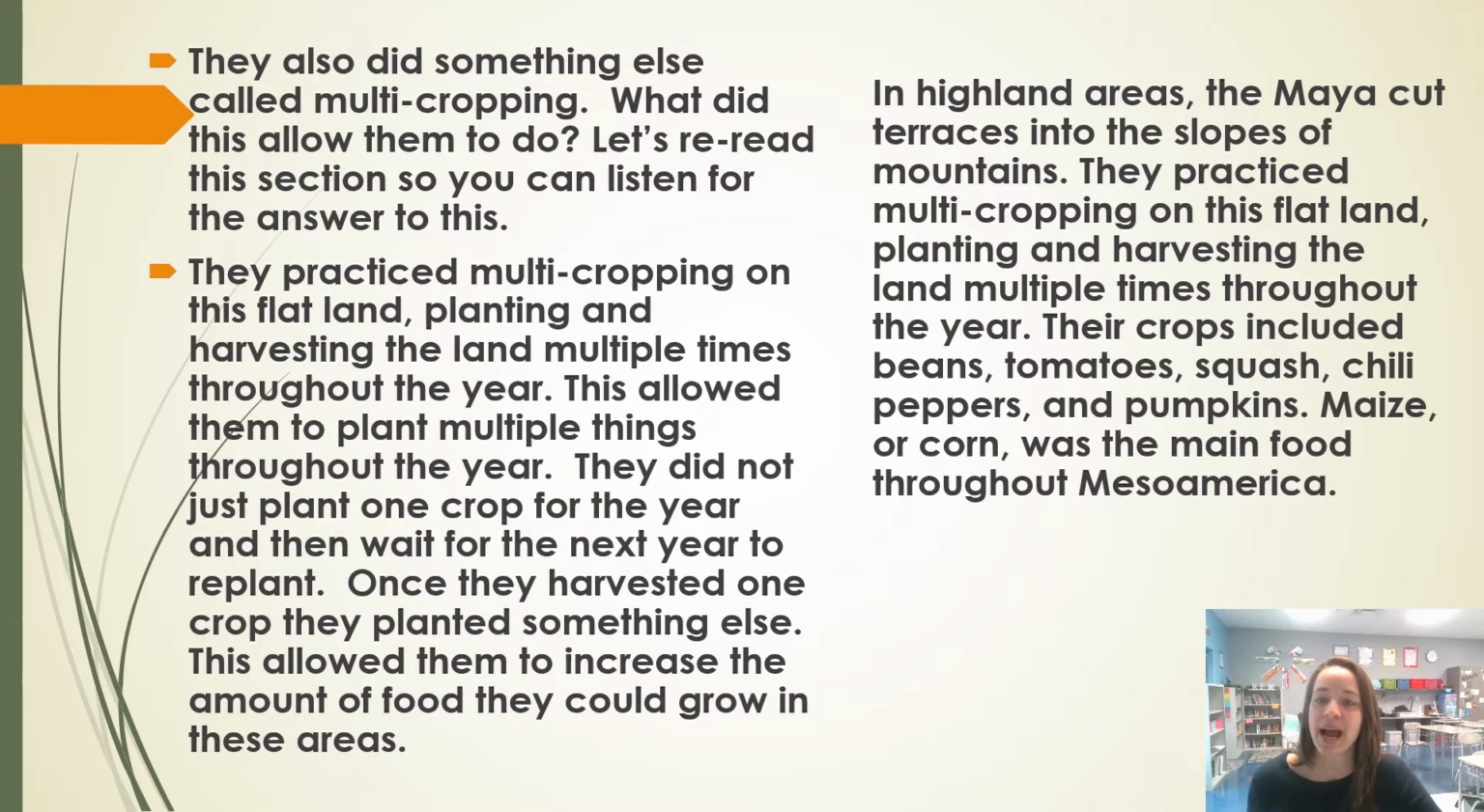In highland areas, Maya cut terraces into the slopes of mountains. They practiced multi-cropping on this flat land, planting and harvesting the land multiple times throughout the year. Their crops included beans, tomatoes, squash, chili peppers, and pumpkins. Maize or corn was the main food throughout Mesoamerica.